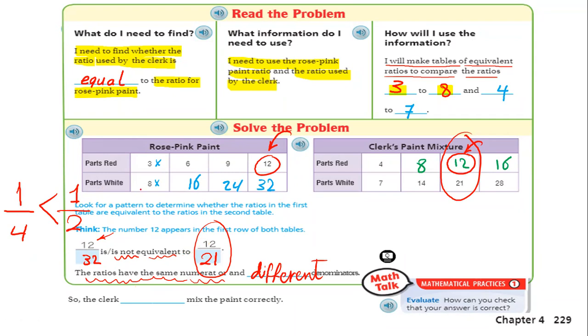So the clerk here did mix the paint correctly or did not? Did not. Excellent. Did not mix the paint correctly. Good job, my dear students, for understanding this question.